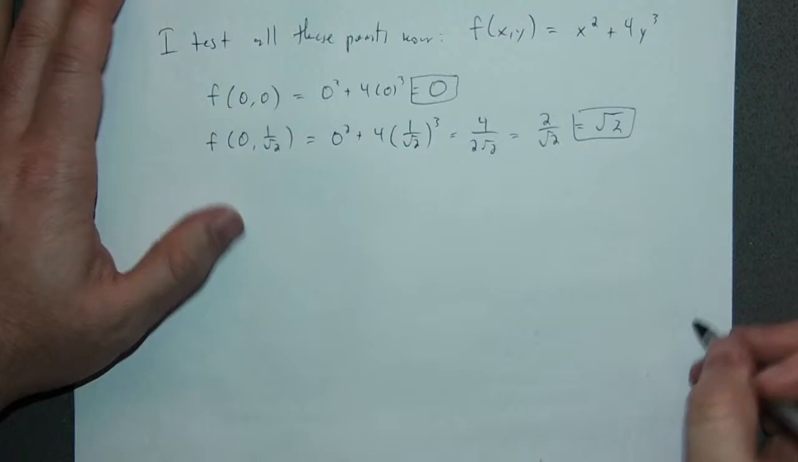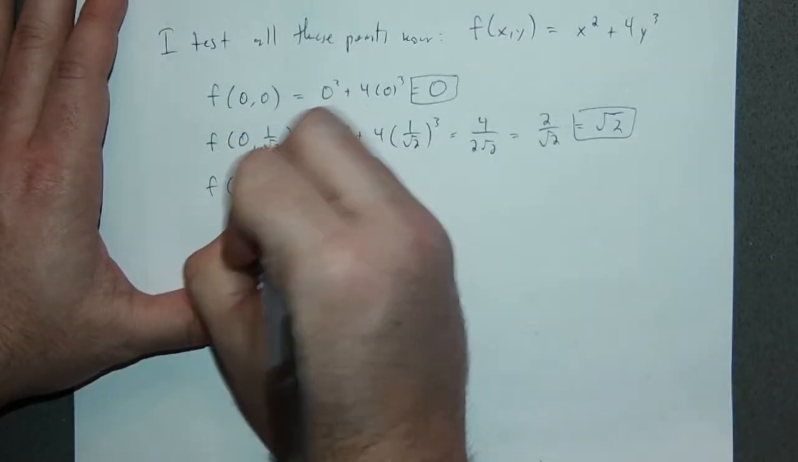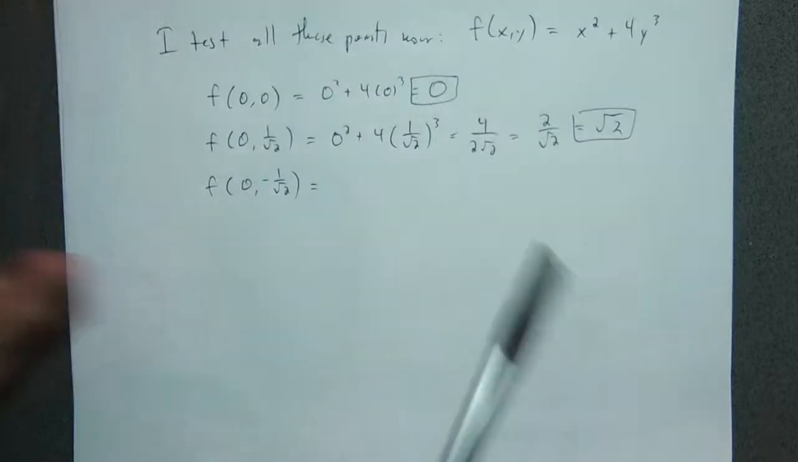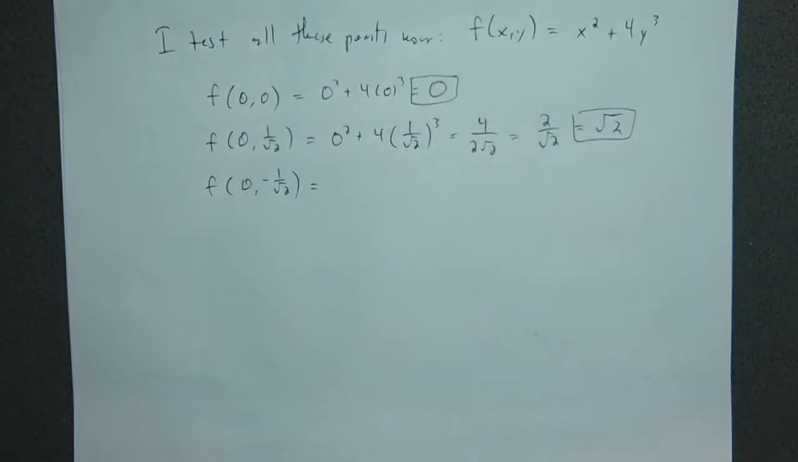Okay. F of 0, minus 1 over root 2. You might say, why are you simplifying this at all? Well, in this case, it wouldn't have mattered, but the reason to simplify is to make it clear which is the larger value and which is the smaller value. Okay.